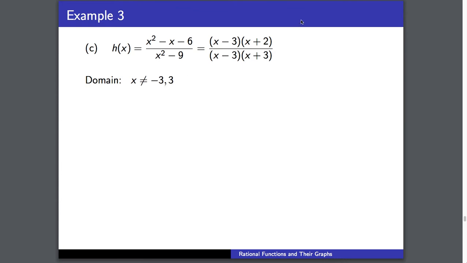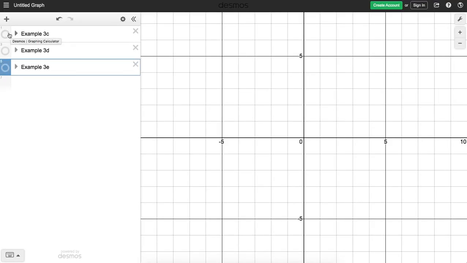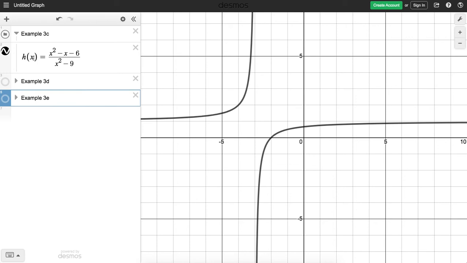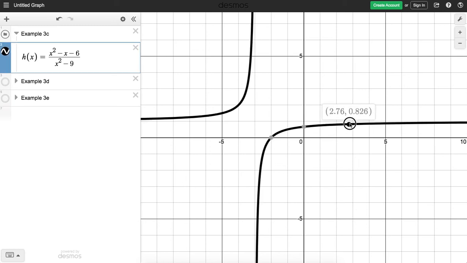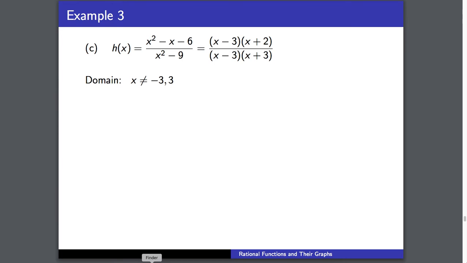So let's look at what the graph looks like for h of x here. So here we have h of x, our original problem. Here's negative 3. This would appear to be a vertical asymptote. And at positive 3, it looks like nothing special going on, so there should be a hole in the graph. Oh, yep, there it is. So, yeah, negative 3 got a vertical asymptote. Positive 3, we have a hole in the graph.